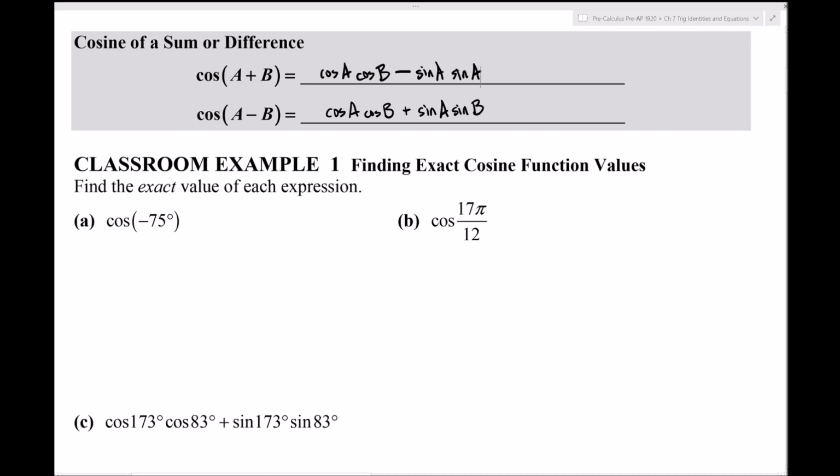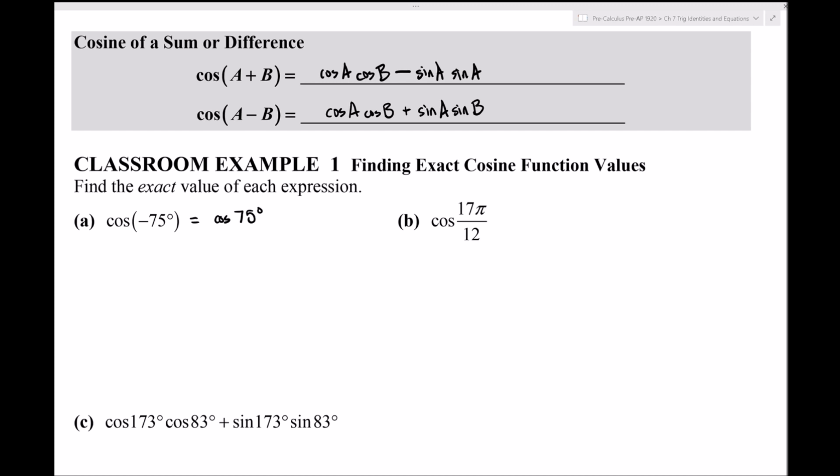Section 7.1, the first section of the chapter, we noticed that cosine is even. Cosine and secant are the only even functions. Everything else is odd: sine, cosecant, tangent, cotangent. Cosine's even, and what that means is if you negate the angle inside before you evaluate it, it's the same as if you had never negated the angle. So cosine of negative 75 degrees is the same as cosine of 75 degrees.